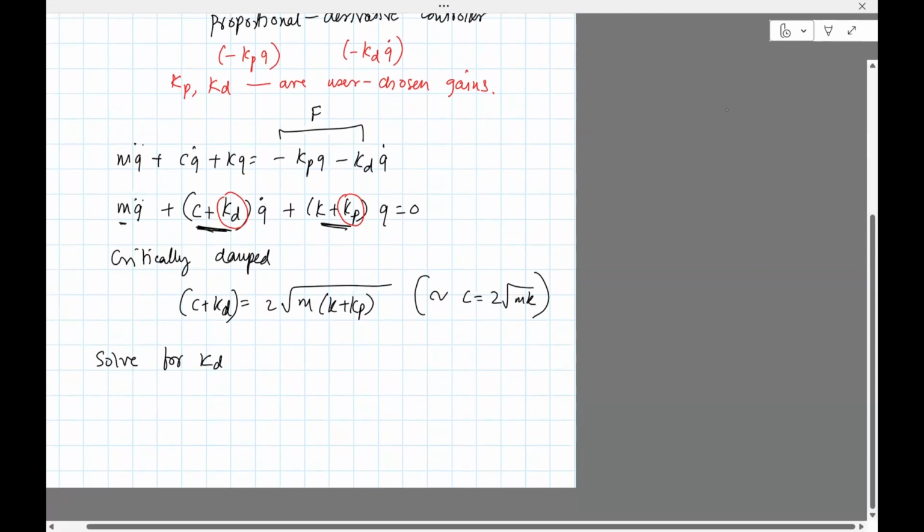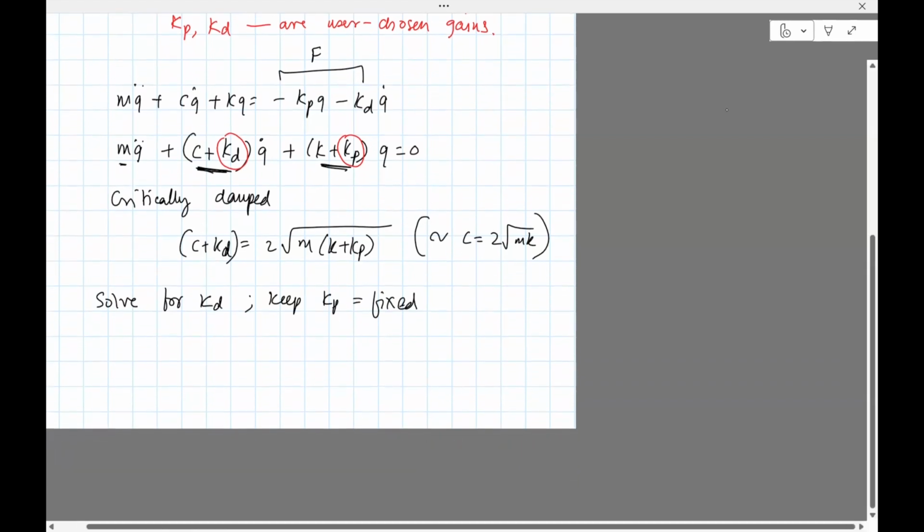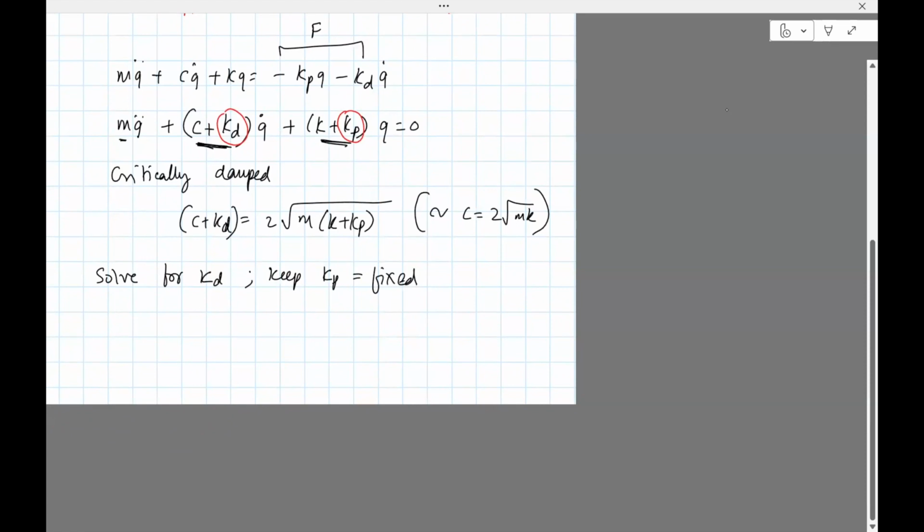kd. Okay, we'll keep kp fixed. That is, you will choose a kp, whatever you want, 10, 15, whatever you want, and solve for kd. So instead of tuning two numbers, we just tune one number, just make our life easy. So we square the two sides, squaring both sides. (c plus kd) square equals 4 times m times (k plus kp).